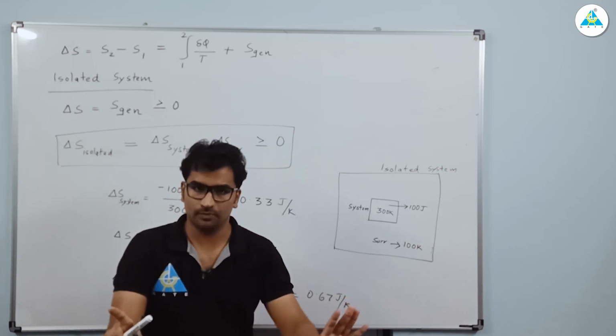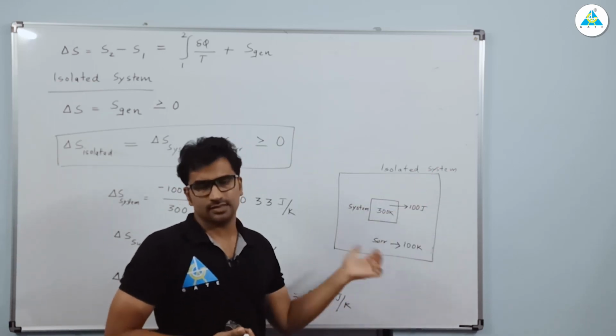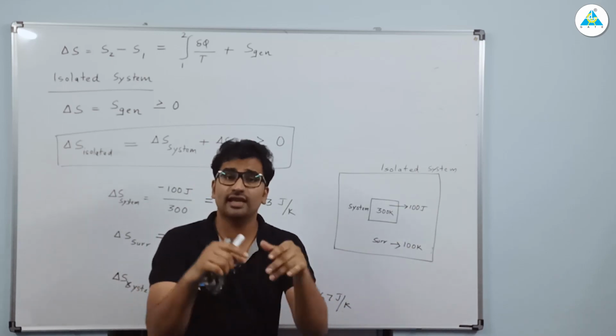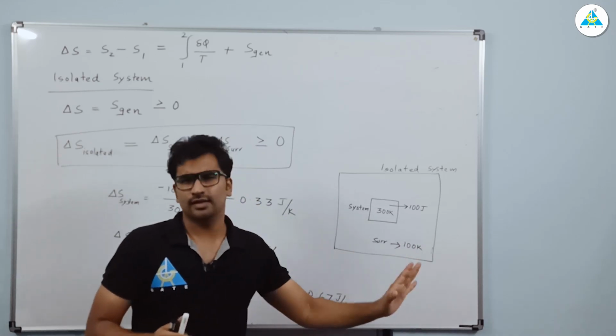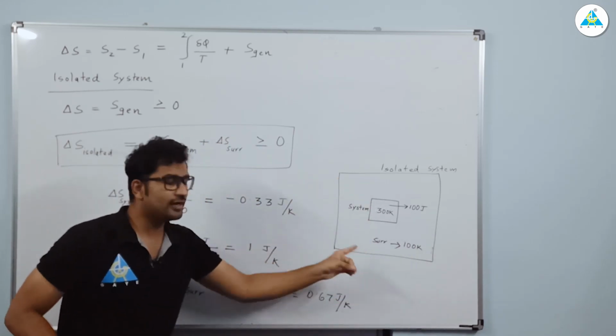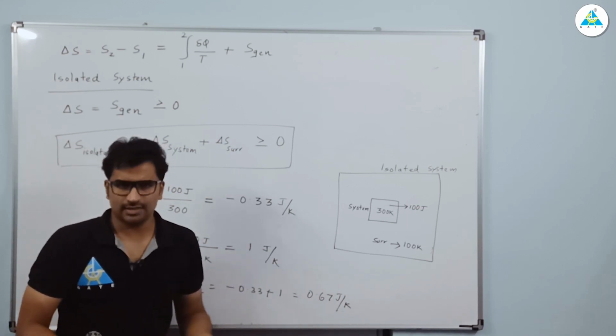Complete universe, no problem, right? In my case, what I am taking is system plus surrounding as an isolated system. You can take it as a universe, no problem. System plus surrounding is equal to universe. Results will be the same. Now I am saying it's an isolated system. Clear? For a better understanding, that's all.